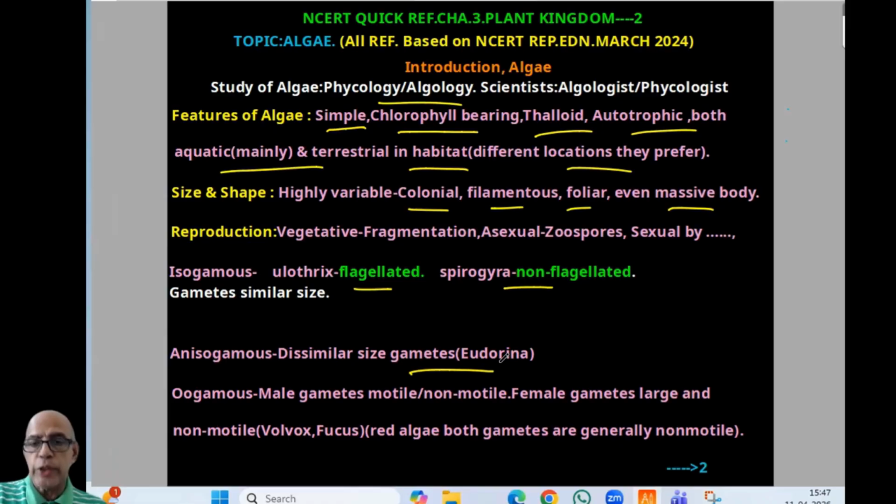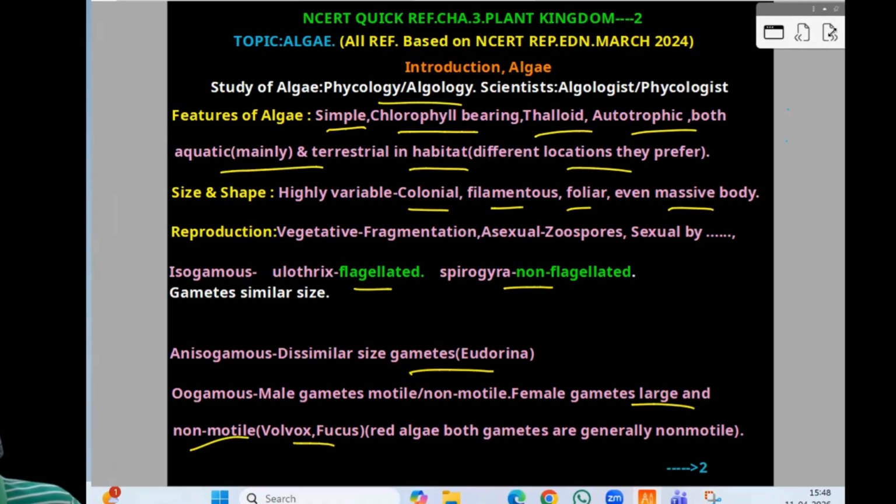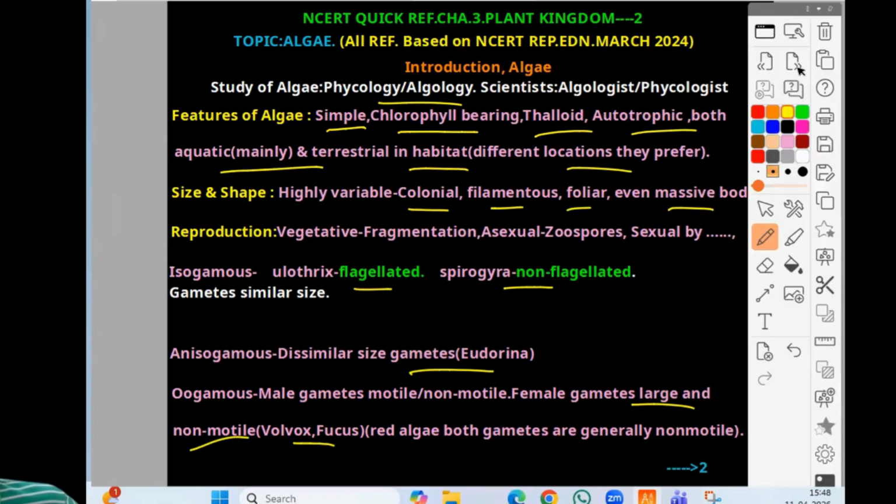And oogamous, which is the highest form of sexual reproduction. Normally, male gametes may be motile or can even be non-motile. Female gametes will normally be large and non-motile. Typical examples are Volvox and Fucus. But in red algae, Rhodophyceae, both gametes are generally non-motile. I think the first page is clear, so we can proceed to the second page.